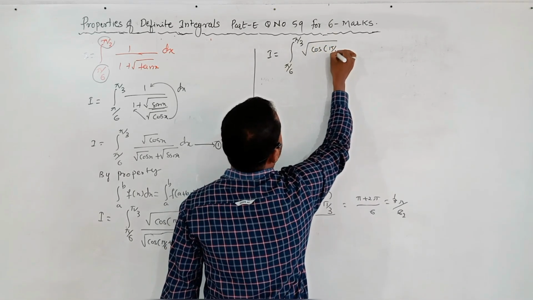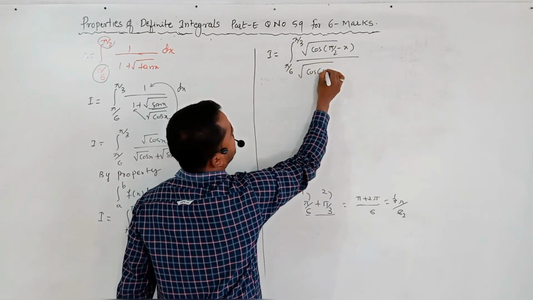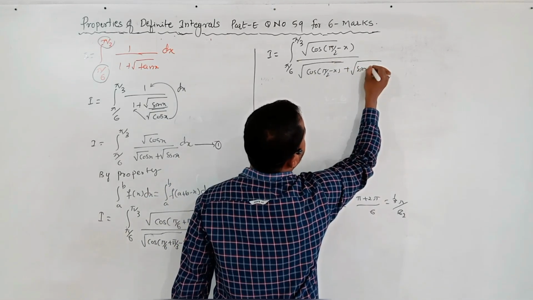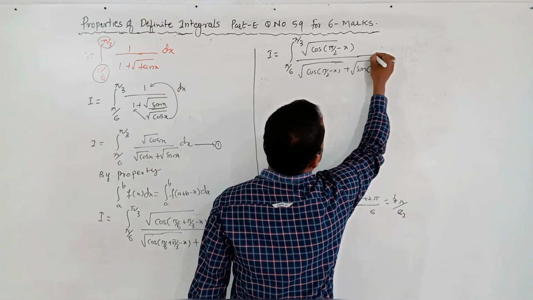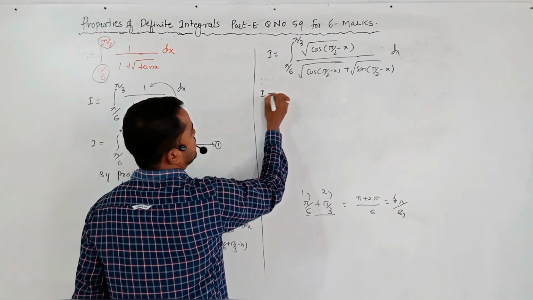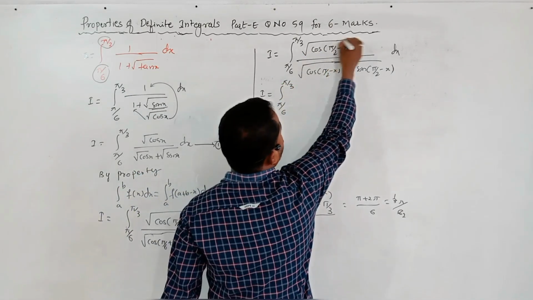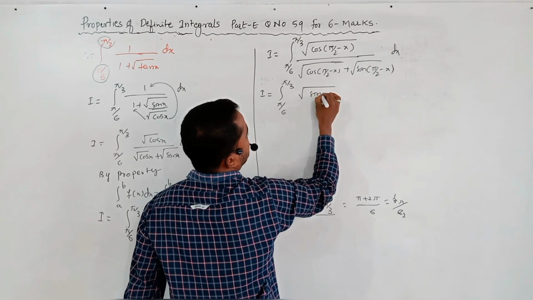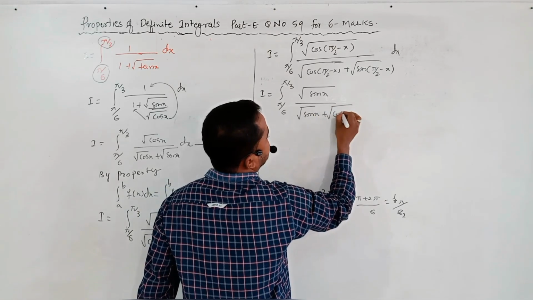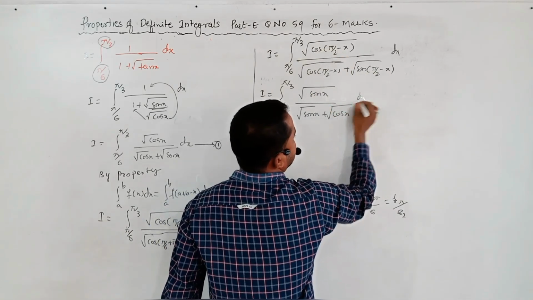Root of cos(90 minus x) divided by root of cos(90 minus x) plus root of sin(90 minus x), sin(90 minus x) dx. Yes. Now I is equal to integration from 5π/6 to 5π/3. Cos(90 minus x) is what? Sin x. Root sin x divided by root sin x plus root cos x. Sin(90 minus x) is what? Cos x dx.